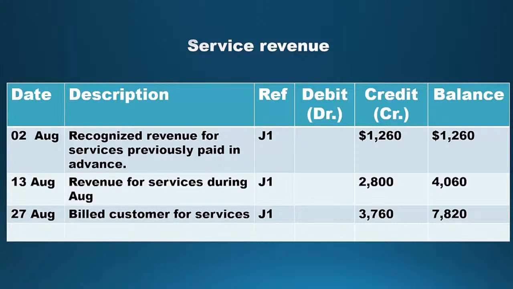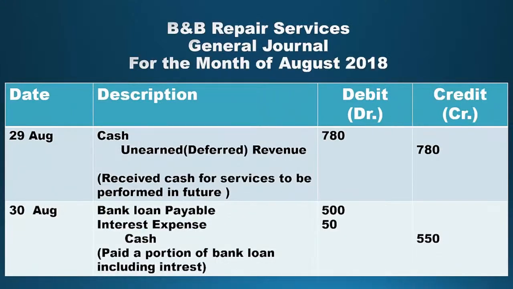We credit service revenue because the company earned income by performing services, and increases to revenue are recorded on the credit side. August 29th, receiving cash for future services. Step 1. Review the journal entry. On August 29, the company received $780 in cash from a customer. However, this payment is for services that will be performed in the future. Since the work hasn't been done yet, we record this amount as unearned revenue. The journal entry for this transaction was debit cash $780, credit unearned revenue $780.